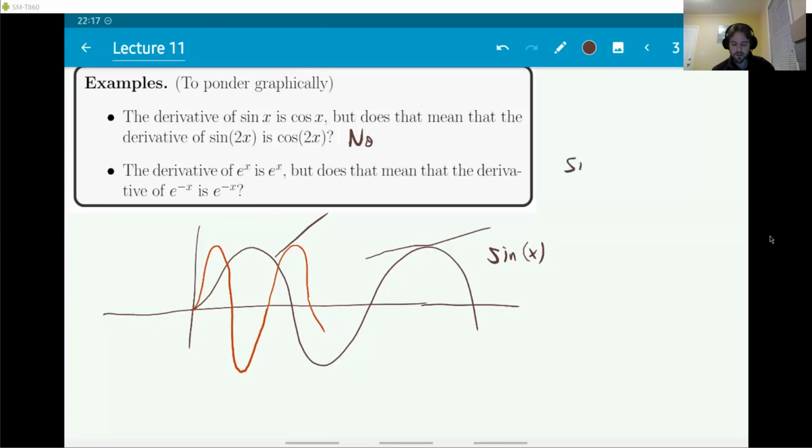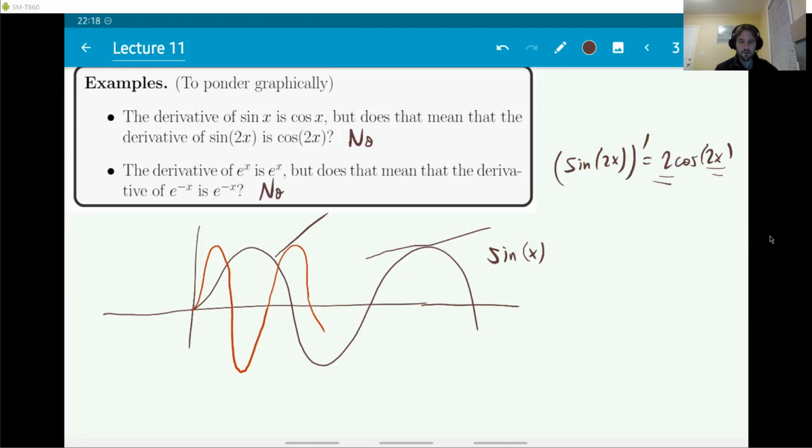It turns out that the derivative of sine of 2x is equal to 2 times cosine of 2x, not just cosine of 2x. So what's happening inside here is also affecting somehow this formula. And we're gonna see how. I just wanted to point out a few examples here.